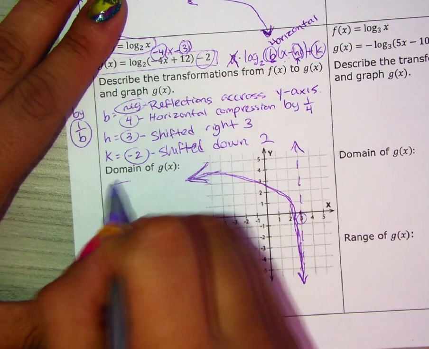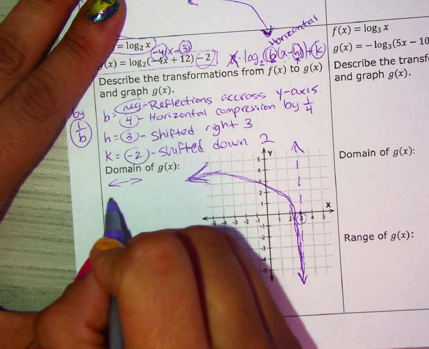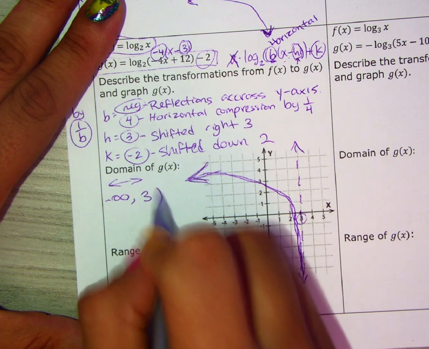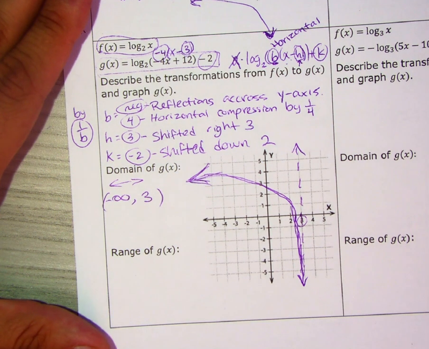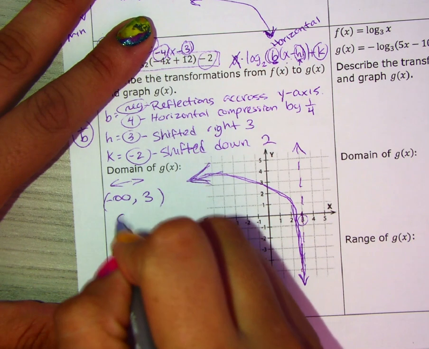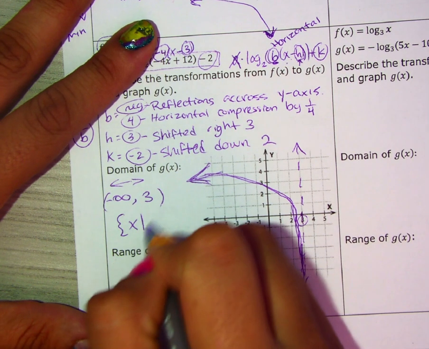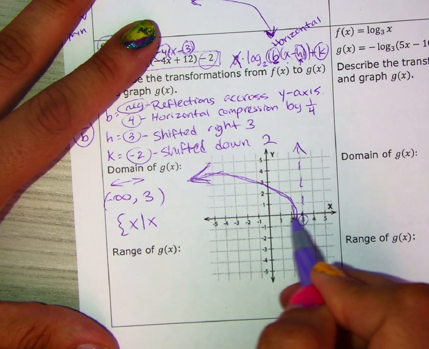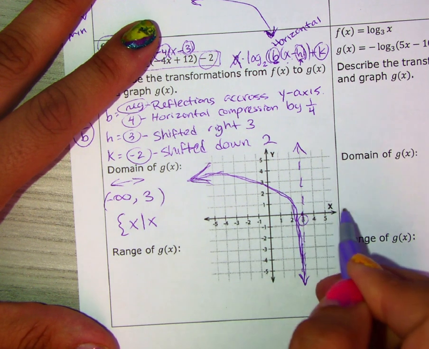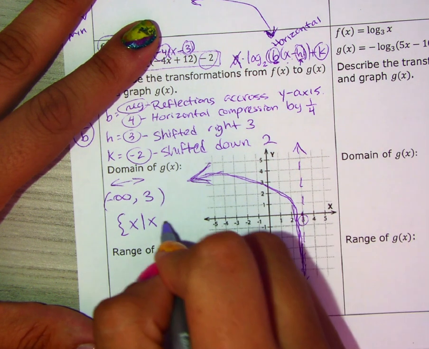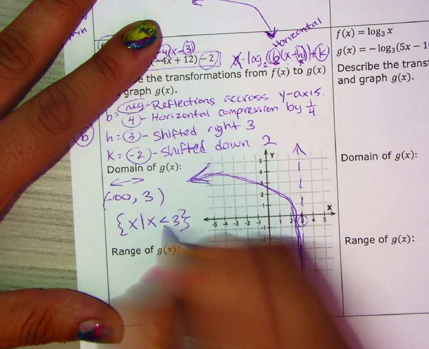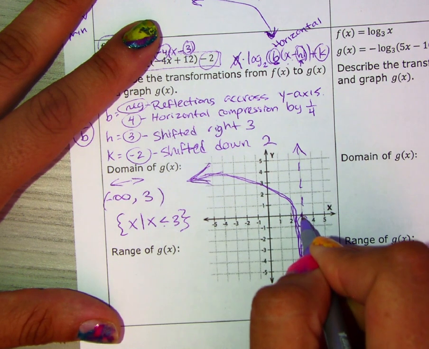So domain going left to right, we're going to have negative infinity, but stopping at 3 with parentheses on the left and right. And then the set will be x such that the x values here are less than 3 because anything higher is not being used. So we're going to say less than 3. We're not going to say equal to because the asymptote exists at 3.